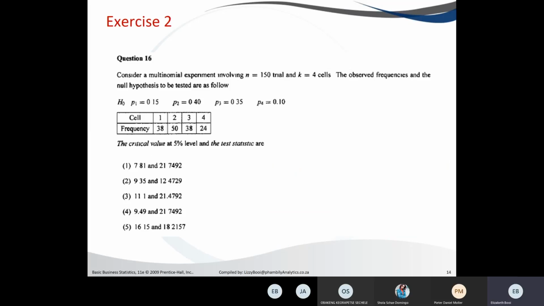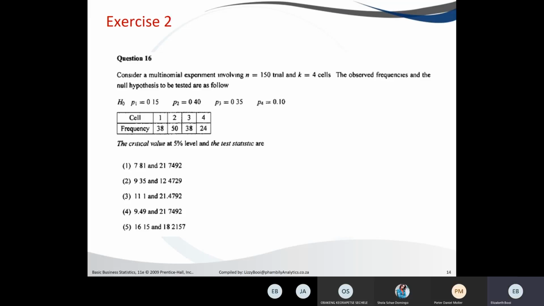Okay, there is your next question. Also remember, they give you your probabilities. All what they're asking you is to go find what the critical value is and also calculate the test statistic. You have 5 minutes to calculate and find the answer. You can post your options when you have your answer on the chat.